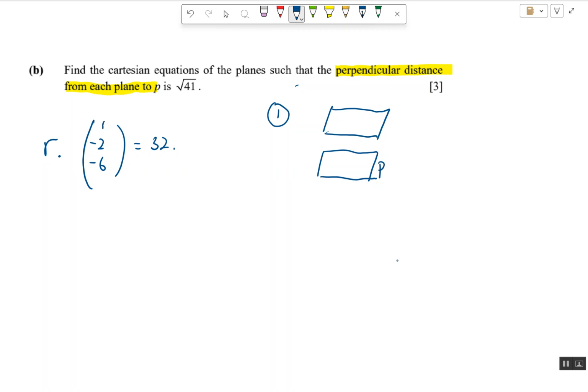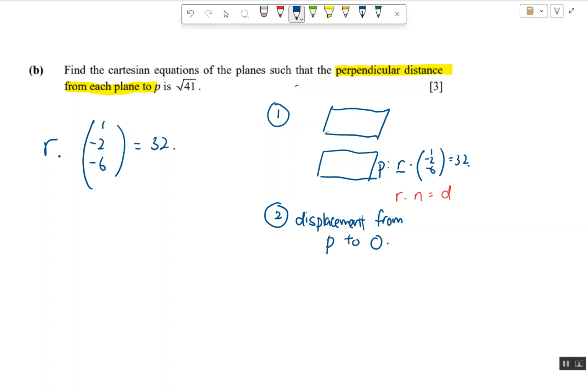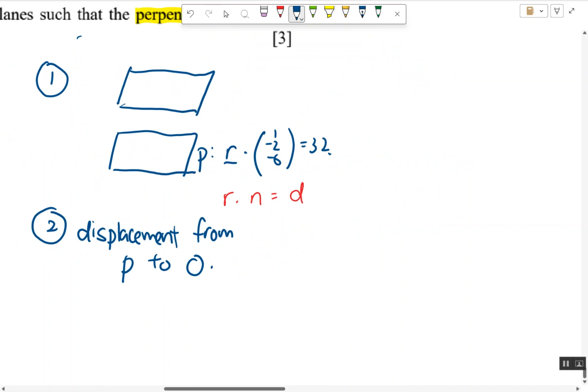So first, I have this P, which is r dot (1, -2, -6) equals 32. This is in r dot n equals d form. The second thing is when I want to find the displacement. Displacement means that the positive and the negative matter. From my plane to O, the formula is r dot n hat equals D, which is called displacement. Big D is the displacement from the plane to the origin.